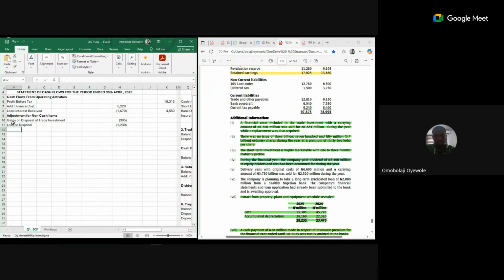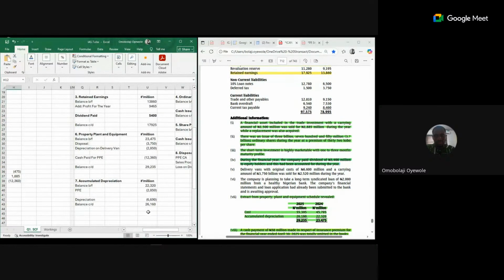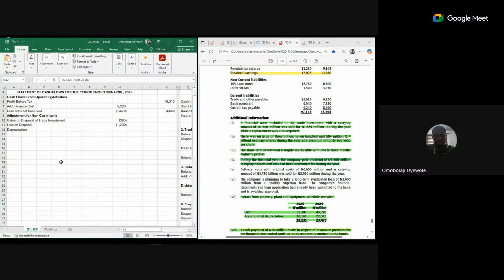Then depreciation. How much is our depreciation that we calculated? 6,690. We are adding back depreciation. We are adding back loss on disposal because it's a loss. It has been deducted, so we are going to add it back to our profit.